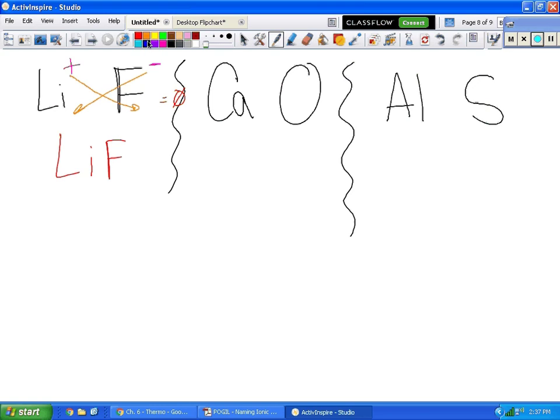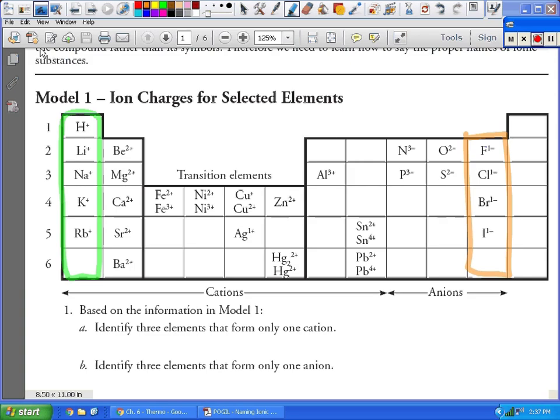All right, so the next one, we've got Ca and we've got O. So let's go back over here and let's look at this. So this column, what do you notice about all of the charges that are in purple box? They're all 2+. Now, what group is that? Group 2. Why are all of group 2 2+? They lose 2. Very good.